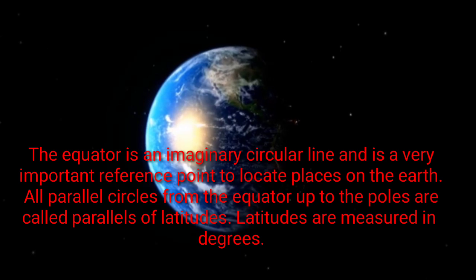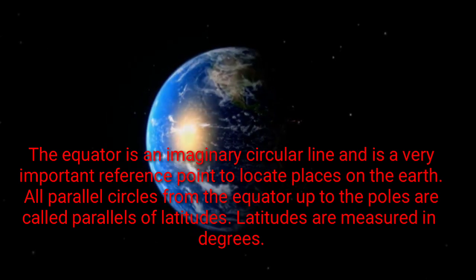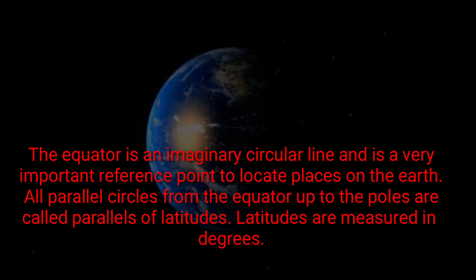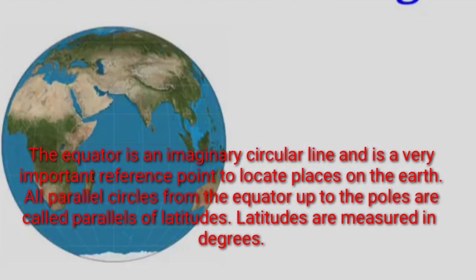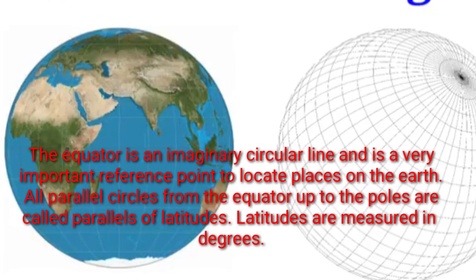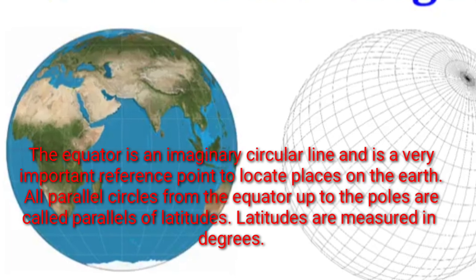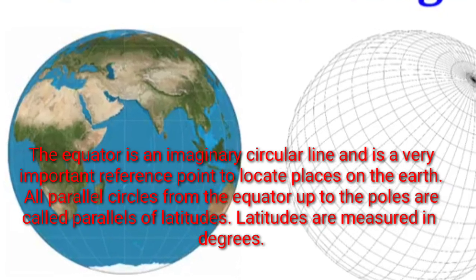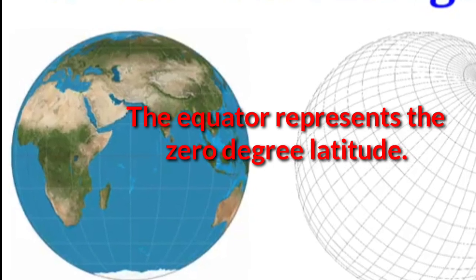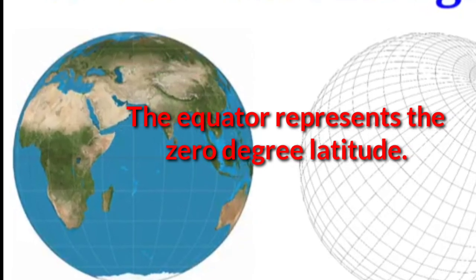Equator is an imaginary circular line and is a very important reference point to locate places on the earth. All parallel circles from the equator up to the poles are called parallels of latitudes. Latitudes are measured in degrees. Equator represents the 0-degree latitude.